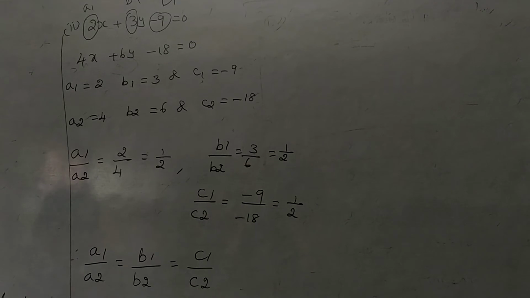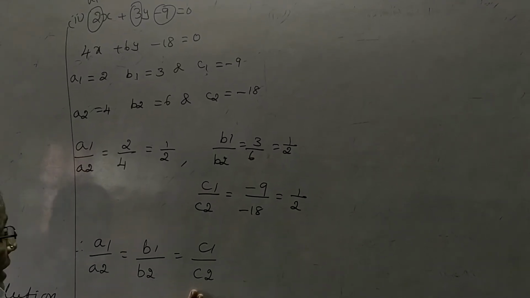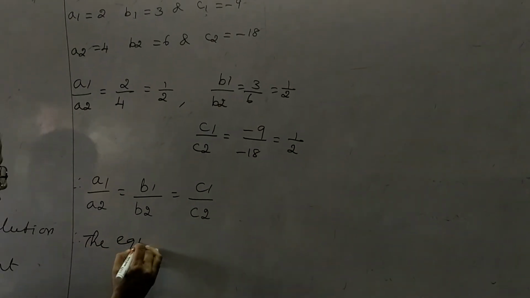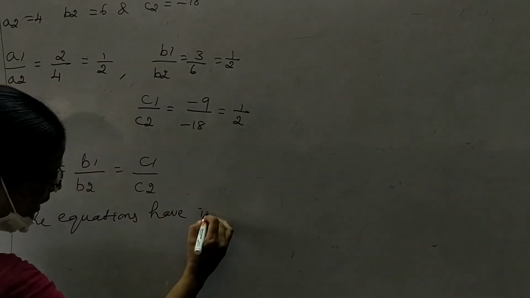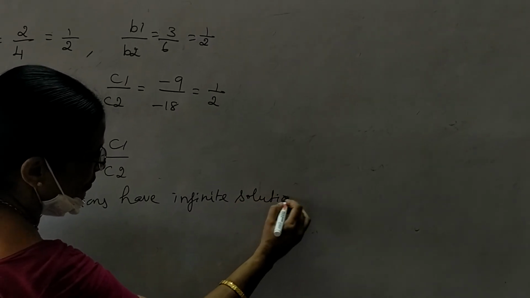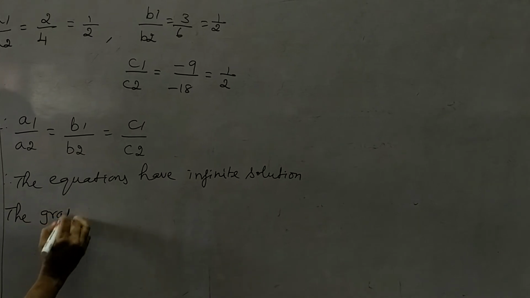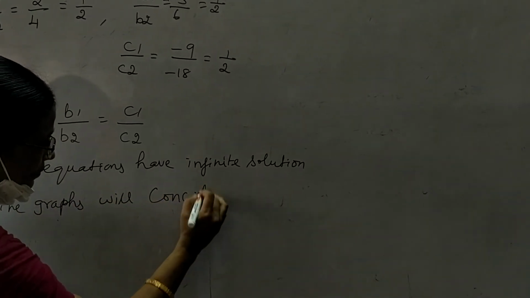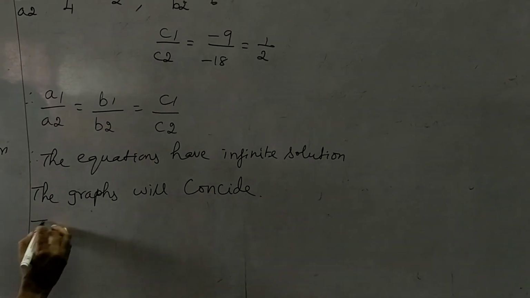When these three are equal, then the equations have infinite solution. Therefore, I write the equations have infinite solution. What do you mean by infinite solution? When we draw the graphs, they will coincide. So the graphs will coincide. Here also the system is consistent.